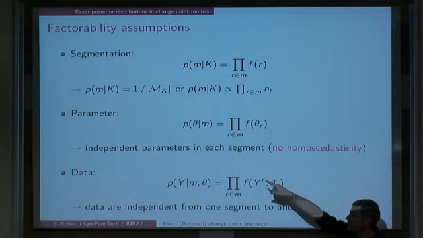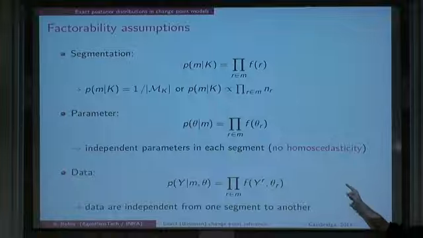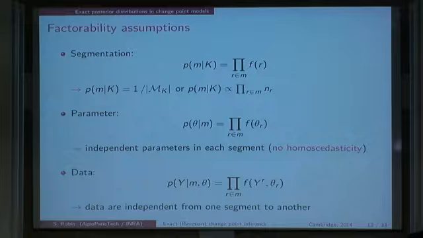Now, if you assume that the conditional distribution of the parameters given the segmentation is also completely factorized, this is a strong assumption because it forbids homoscedastic models. They're not allowed to share the variance, for example. If you have a Gaussian model, this assumption means that from one segment to another, you can't oblige the segments to share the same variance, okay? Because it would be a parameter that would be shared across the segments.